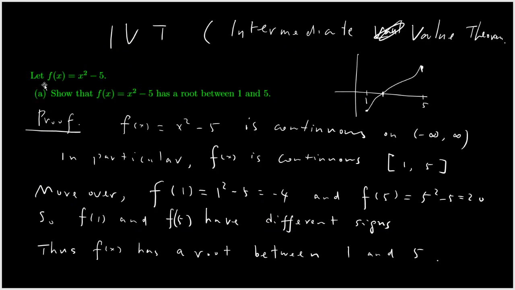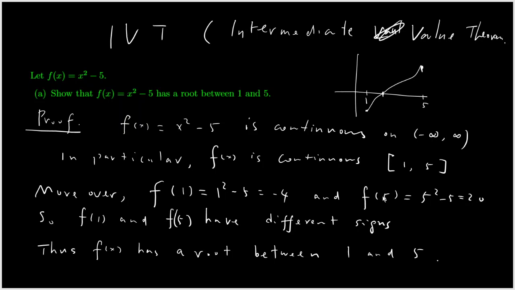I think we have seen question A. How to do question A, right? To do question A, you use IVT. You verify two conditions. The function is continuous on the closed interval from 1 to 5, and the values of the function at 1 and at 5 have two different signs. So first of all, you convince yourself, or convince me, there's a root between 1 and 5.